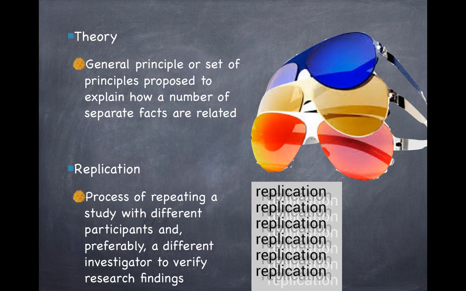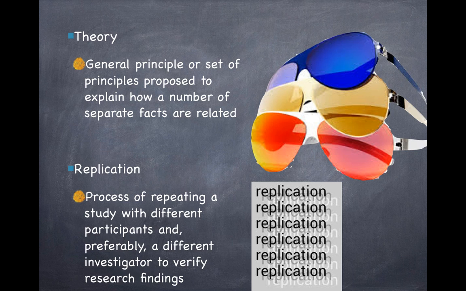Now, one way to strengthen your theory and to refine your theory is to replicate. And this is the process of repeating a study with different participants. So if I was studying intelligence and studying it with college students from this college, I would then repeat the same experiment with another group of randomly sampled college students from a different college. And if I get the same kind of results, then that's strengthening my theory. And even better than just me repeating my own research is to have a different investigator, a different researcher, do that research over again to see if they can verify the research findings.